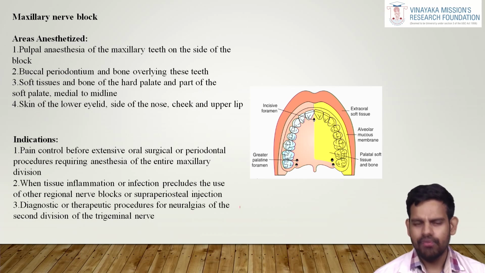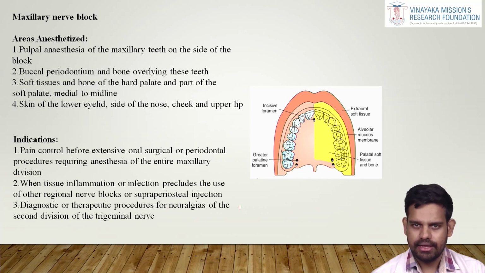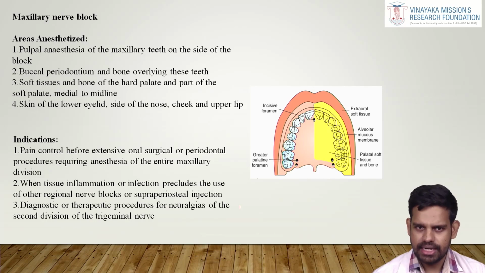Now we are going to see how we are going to anesthetize the entire maxillary nerve all together in a single injection. Areas anesthetized here are the pulpal anesthesia of the maxillary teeth on the side of the block, buccal periodontium and bone overlying these teeth, soft tissue and bone of the hard palate and part of the soft palate medial to the midline, skin over the lower eyelid, side of the nose, cheek and upper lip, all are anesthetized in this area. Basically, whatever the nerve blocks we have studied so far, it's all anesthetized all together with a single injection, and we are anesthetizing the entire maxillary nerve.